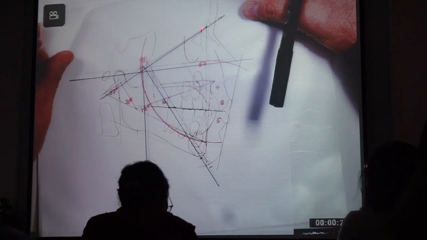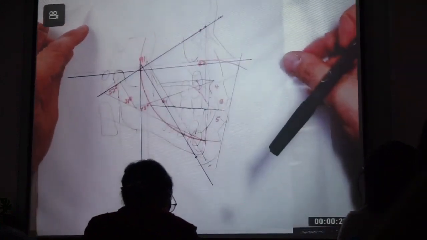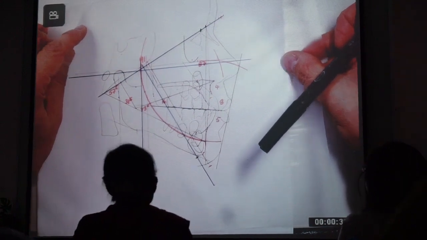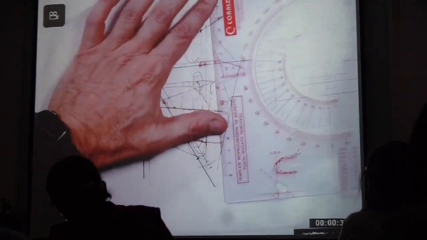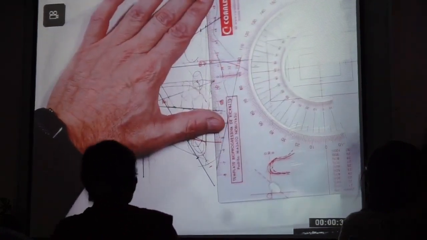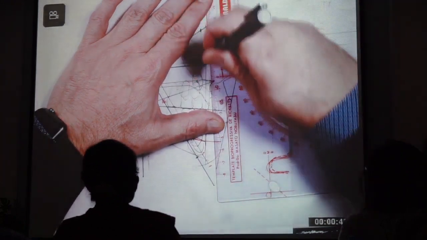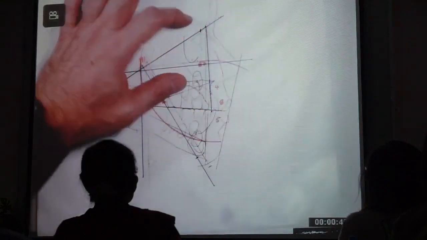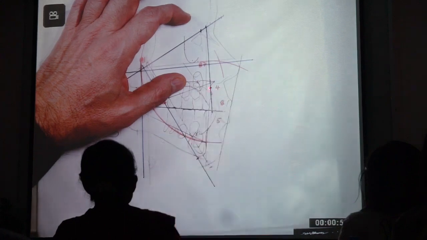Then I put back my sheet of paper and coincide with the new nasion. Now I can copy the new nasal plane. I redraw it and put a very nice point at point A.